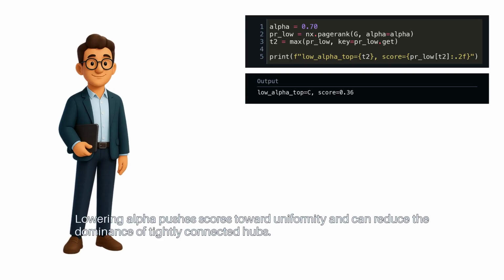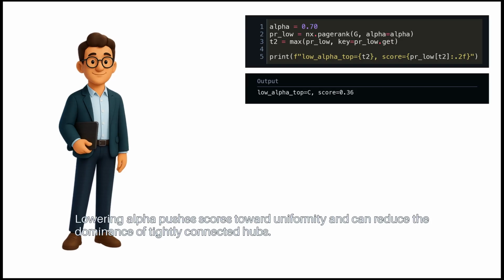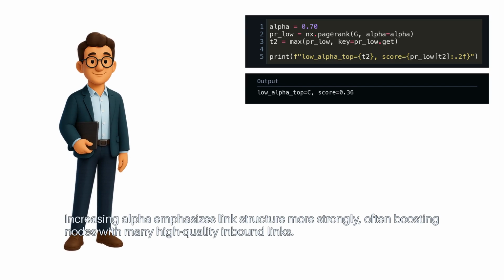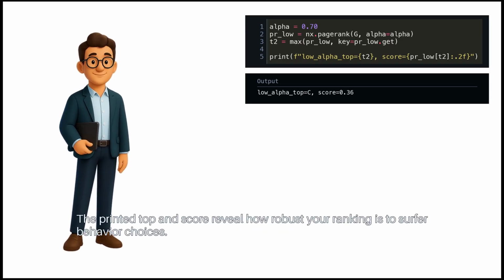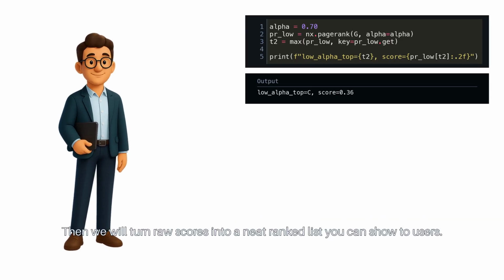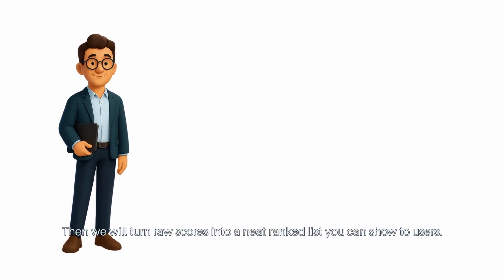Lowering alpha pushes scores toward uniformity and can reduce the dominance of tightly connected hubs. Increasing alpha emphasizes link structure more strongly, often boosting nodes with many high-quality inbound links. The printed top and score reveal how robust your ranking is to surfer behavior choices. Then, we will turn raw scores into a neat ranked list you can show to users.